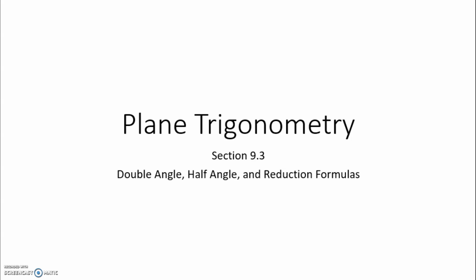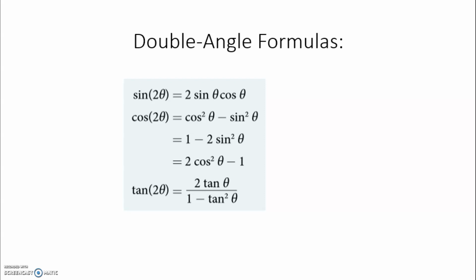Section 9.3, we're going to look at the double and the half angle identities. Okay, so here are your double angles. Sine only has one formula. Cosine has 3, and it doesn't matter which one you use, it'll always come out to the same exact answer. And then tangent only has 1.